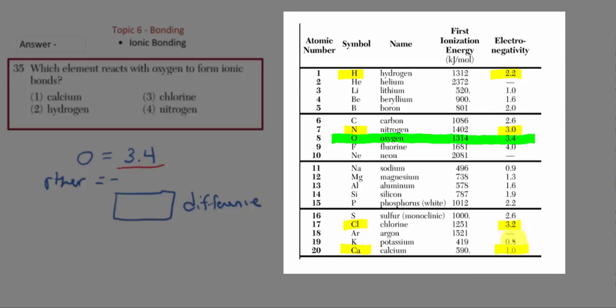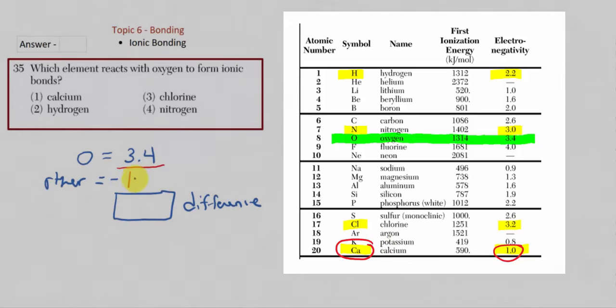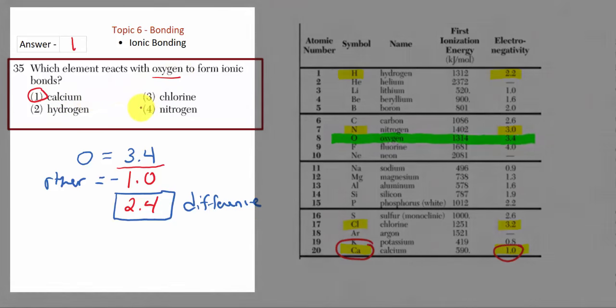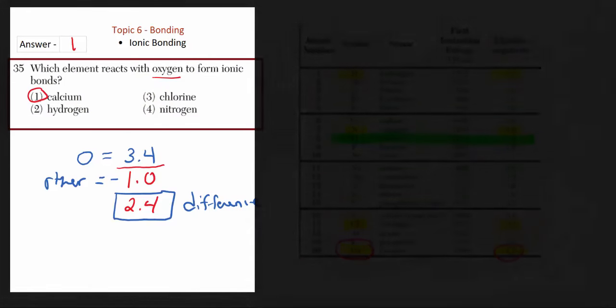The smallest of these 4 values comes from calcium, and that's a 1.0, so our electronegativity difference would be 2.4. That's well above the threshold, which is typically 1.7, which would make this an ionic bond. So our answer is going to be calcium, answer number 1. The shortcut would be simply to notice that calcium is the only true metal among these 4 atoms, and when you combine a metal with a nonmetal, such as oxygen, you are likely to form an ionic bond.